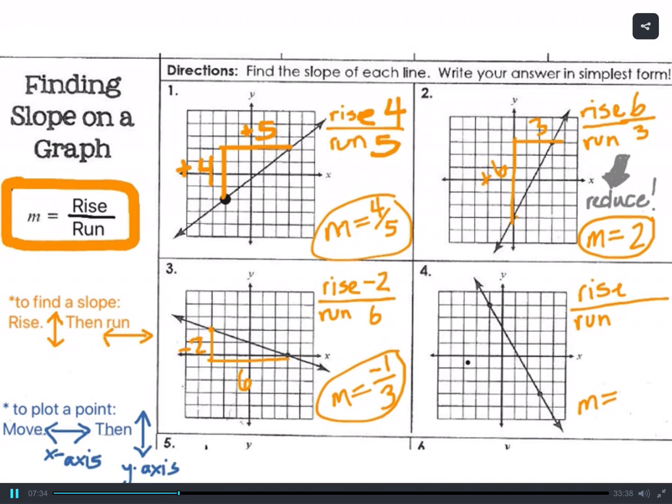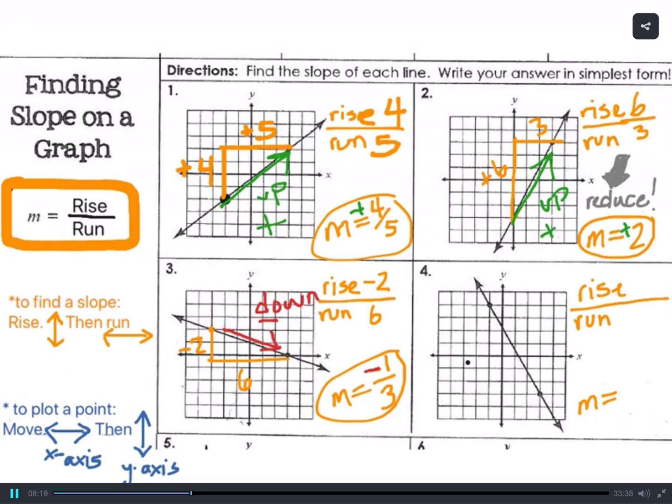Okay? I could have told you in number 1 that because my line from the left to the right is going up, my final answer should have been a positive slope, and it was. Same thing in graph number 2. From left to right, it's going up, so it should have had a positive slope, and it does. But when I get to number 3, from left to right, I am going down. So I should have had a negative slope, and I do, okay, because it's going down.